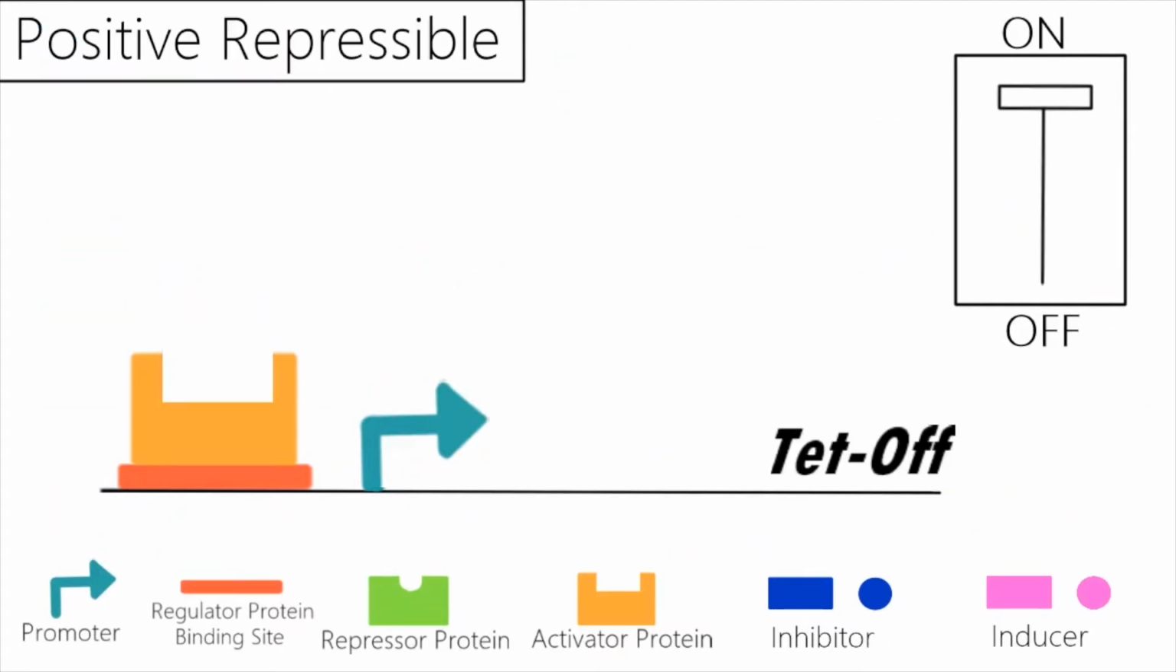In positive repressible control, the activator protein is usually bound to its DNA segment. When certain molecules called inhibitors are present, the activator protein is no longer able to bind to the DNA, halting transcription. An example of this kind of control can be seen in the TET-off promoter. Normally, a trans activator binds to the promoter, causing transcription. However, in the presence of tetracycline, the activator is removed and transcription stops.